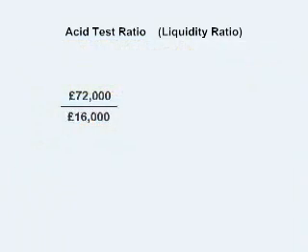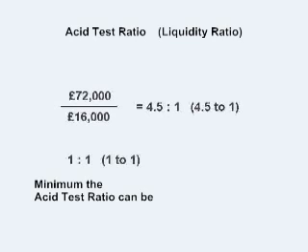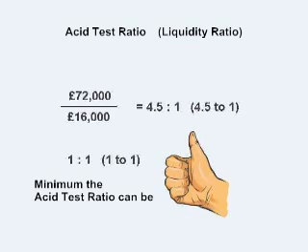We now have to compare £72,000 with £16,000, and the ratio is 4.5 to 1. Obviously, the minimum that the acid test ratio can be is 1 to 1. That is, our liquid assets just cover our debts.